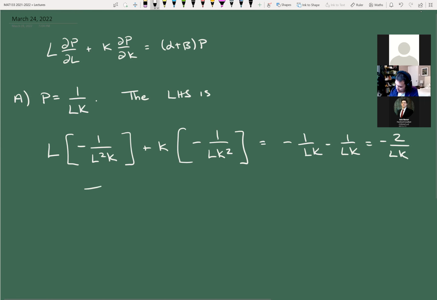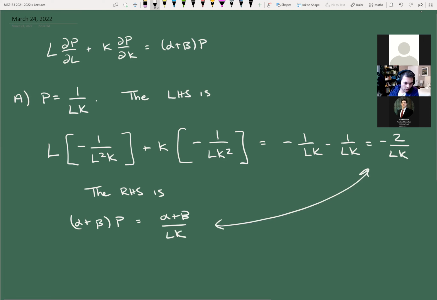And the right-hand side is just alpha plus beta times P. Well, there's no alphas or betas on the left, so this is already probably not a good sign. So that's alpha plus beta over LK. And if I look at these two things, generally those aren't going to be equal, right?